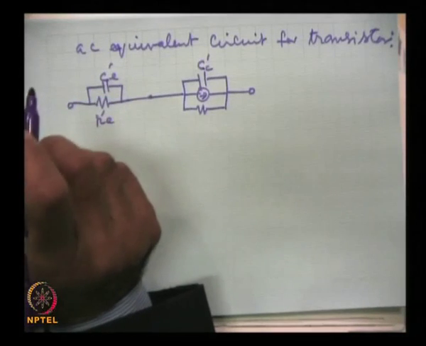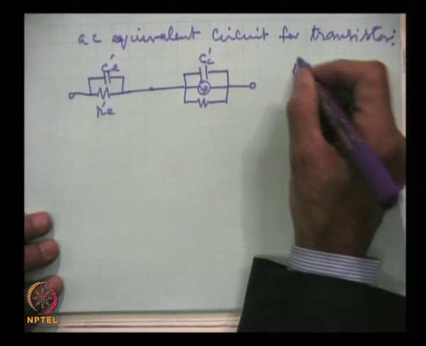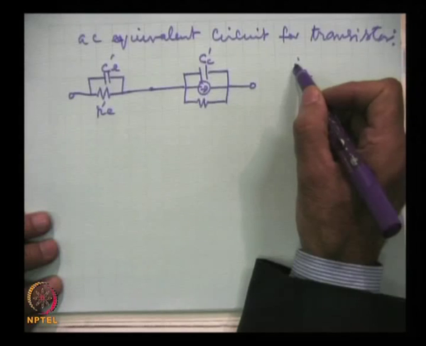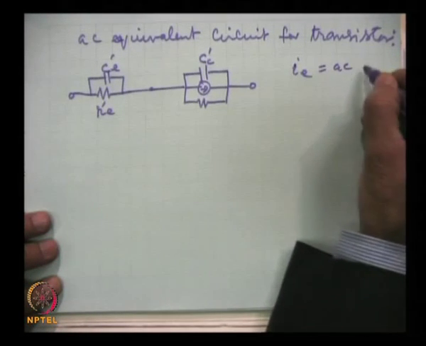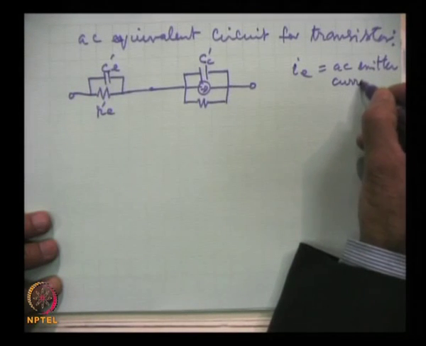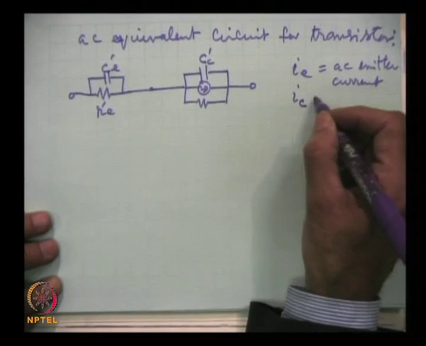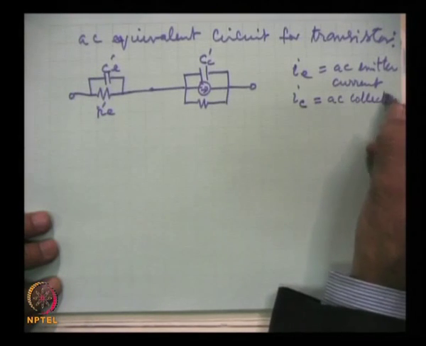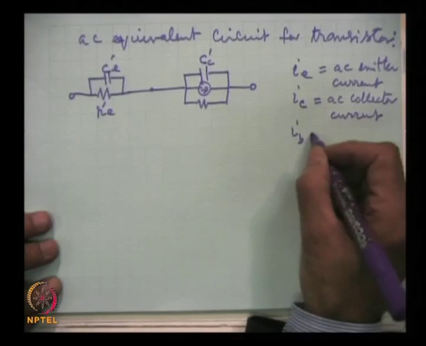Now, we are talking of AC equivalent circuit. So, there will be AC input current with this small letter i, we note AC emitter current. Similarly, there will be AC collector current, and AC base current.